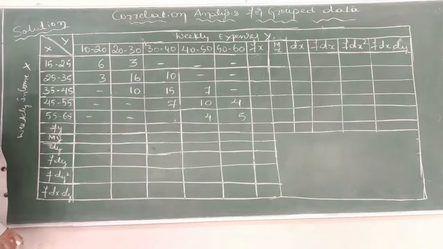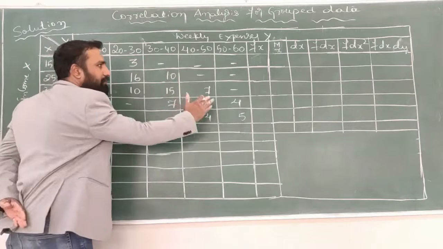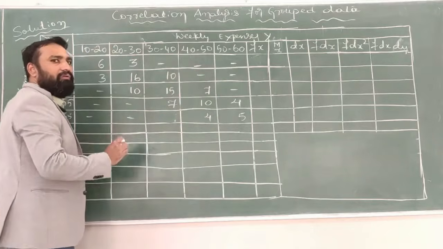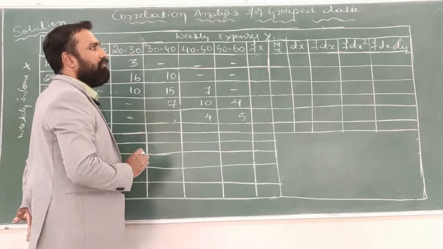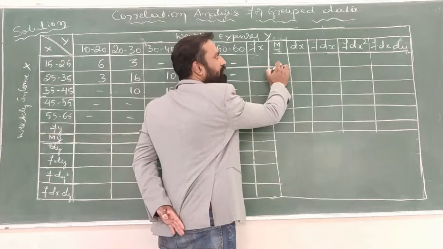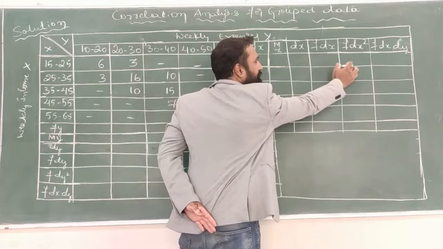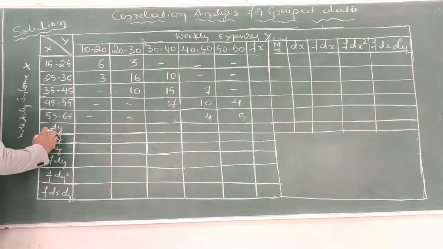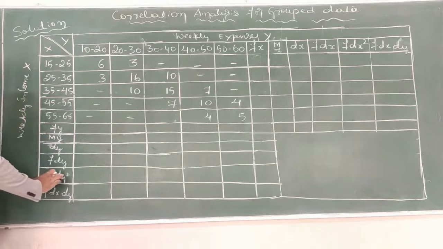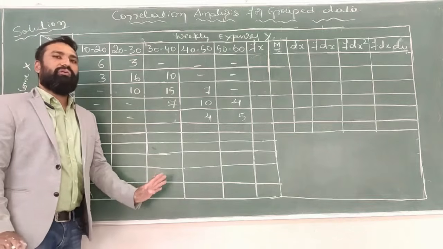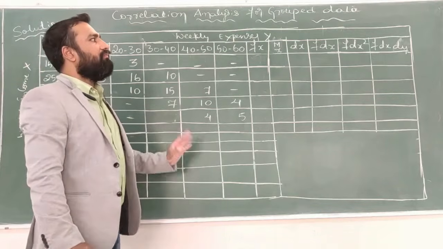Before solving, first we have to prepare the table, because this table is very important for finding the required values for the correlation formula. What are those required values? We require fx, mx which is the mid value of x, dx, f into dx, f into dx square, f into dx into dy, and for the y variable, f into y, the mid value of y, dy, f dy, f dy square, and f into dx into dy. These values are very much required to solve the correlation formula.